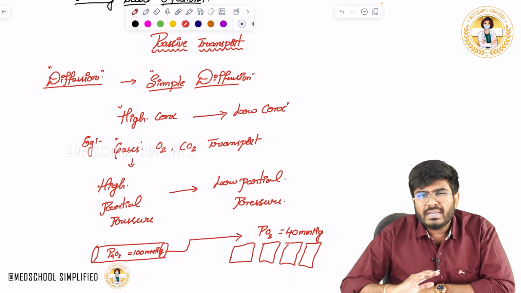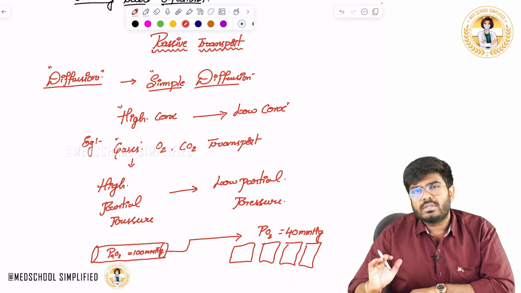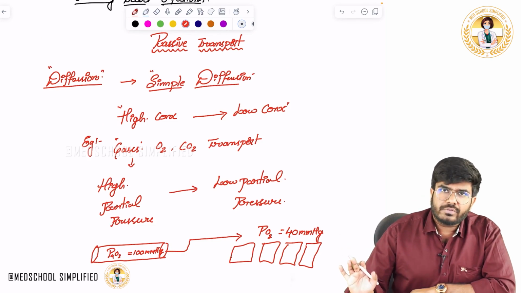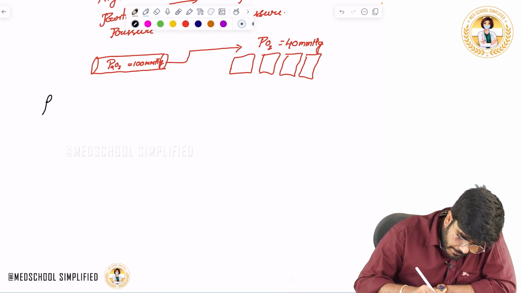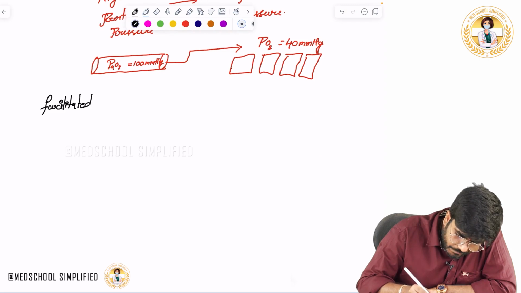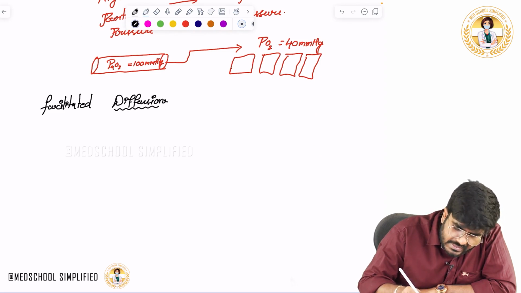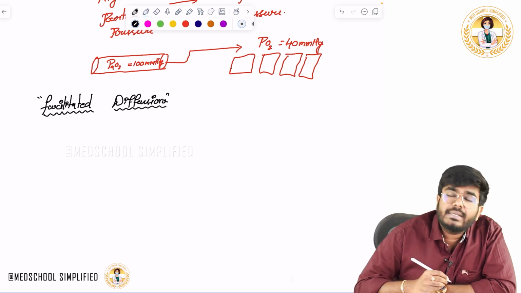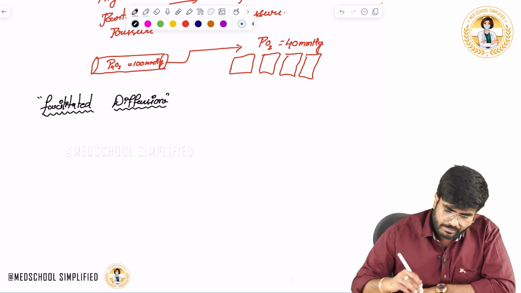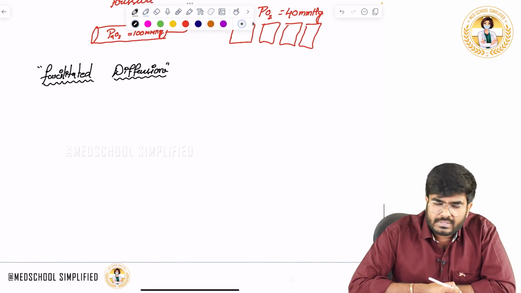No carrier molecule is involved. Simply the gas is moving. That is simple diffusion. Then what is facilitated diffusion? In the name itself, it is a diffusion. There is no need of any energy, but this is facilitated. Let me give you an example for this.